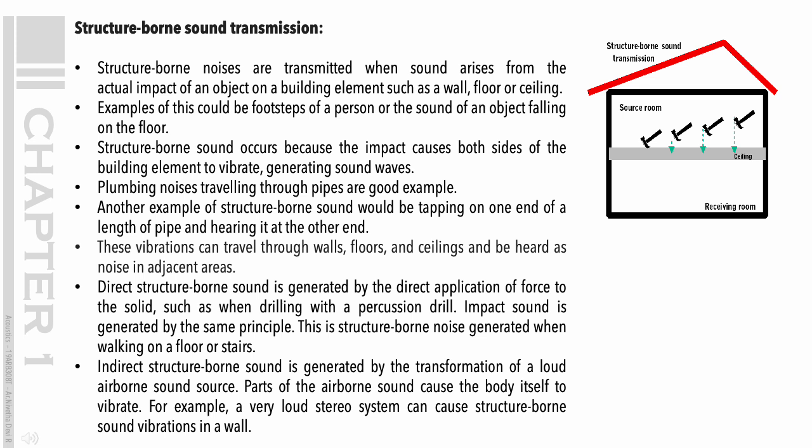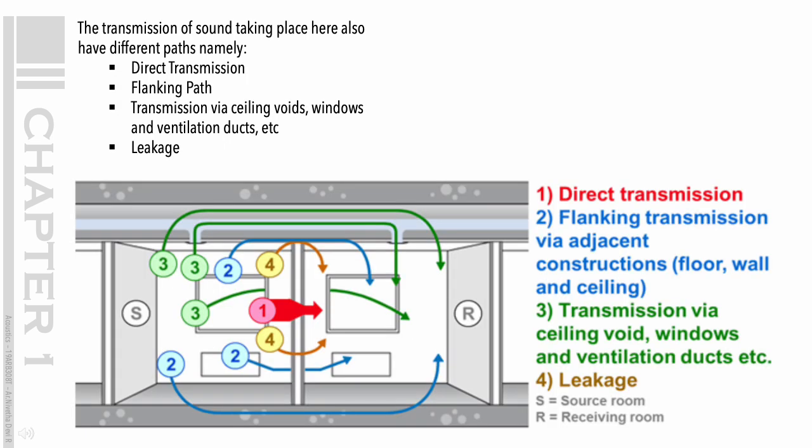Direct structure-borne sound is generated by the direct application of force to the solid, such as when drilling with a percussion drill. Impact sound is generated by the same principle. This is structure-borne noise generated when walking on a floor or stairs. Indirect structure-borne sound is generated by the transformation of a loud airborne sound source. Parts of the airborne sound cause the body itself to vibrate. For example, a very loud stereo system can cause structure-borne sound vibrations in a wall.